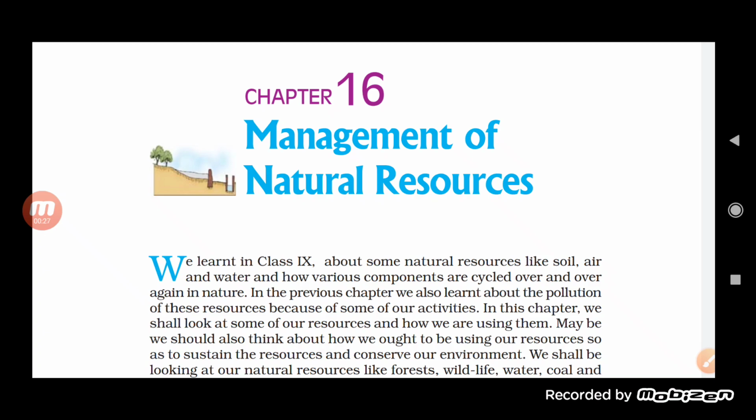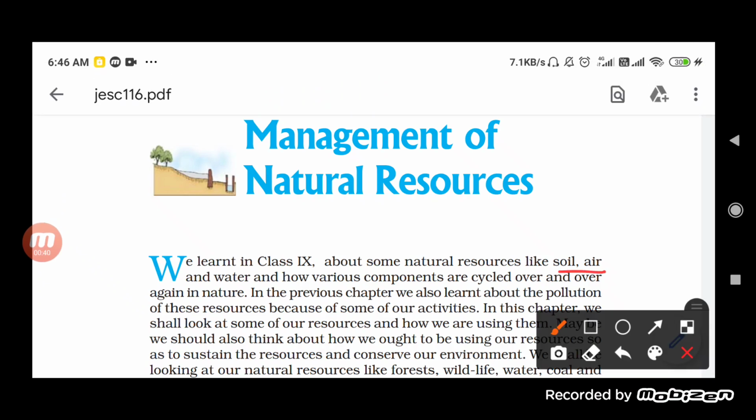So we know what a natural resource is. A natural resource is anything that we obtain from nature, anything that we obtain from the environment. Like soil, air, water, these are all natural resources which we obtain from nature itself. They are important for our survival.